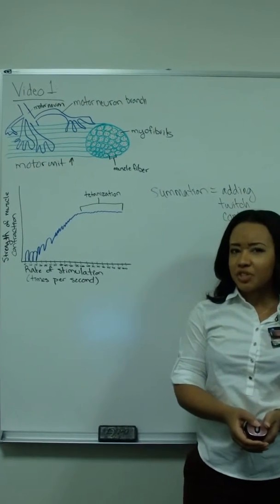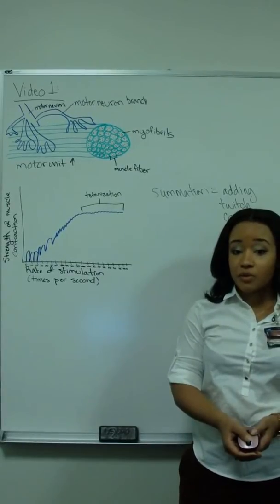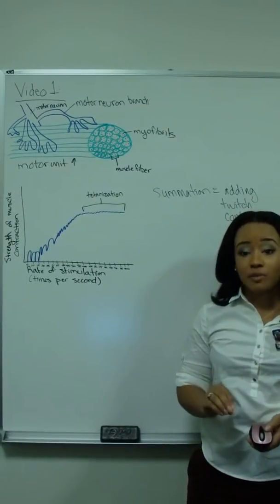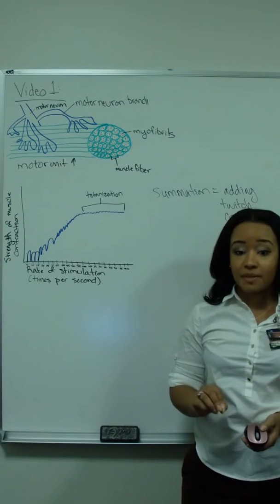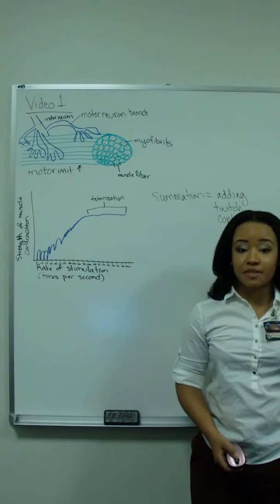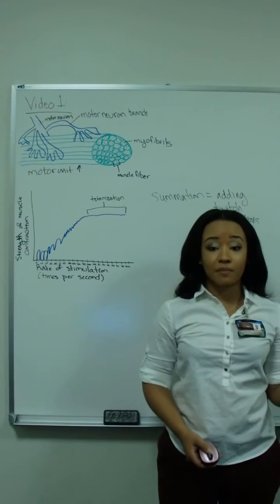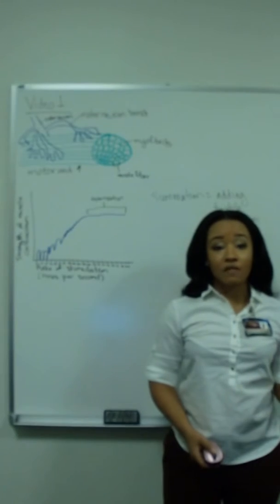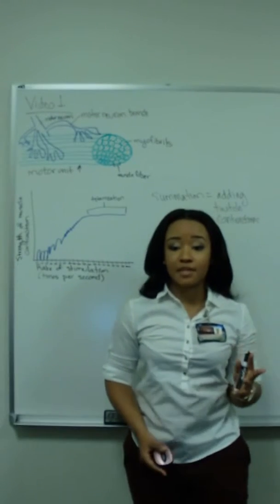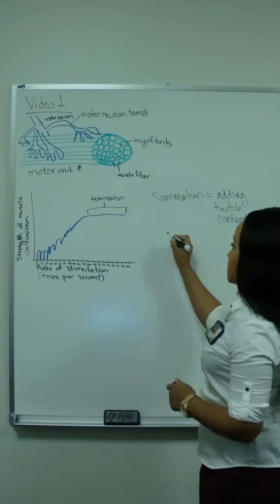So how does summation occur exactly? When the CNS sends a weak signal to contract a muscle, the smaller motor units of the muscle may be stimulated in preference to the larger ones. As the strength of the signal increases, larger and larger motor units begin to be excited as well. The larger motor units often have as many as 50 times the contractile force of the smallest units. This is the size principle.